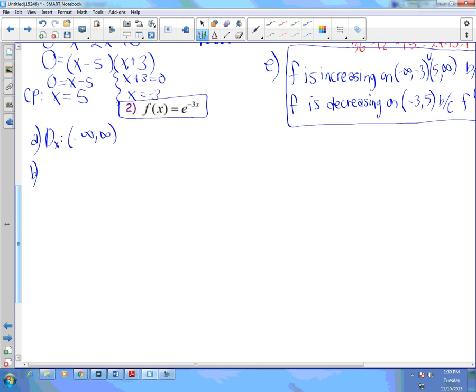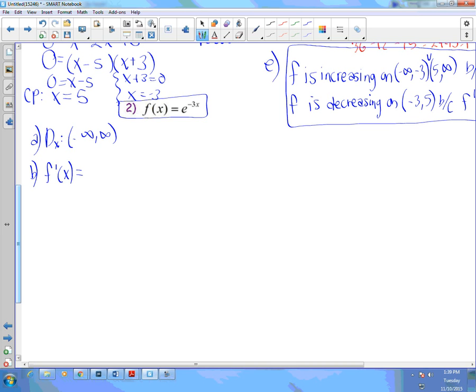Okay, part B. Find dy/dx. So in this case, f prime of x. From here, we're going to have to take the derivative of e to the negative 3x. Well, you can, but it's really a chain rule. If you think about it as a chain rule, I think it's easier. Because what's the derivative of e to the x? e to the x is e to the x. It's itself.